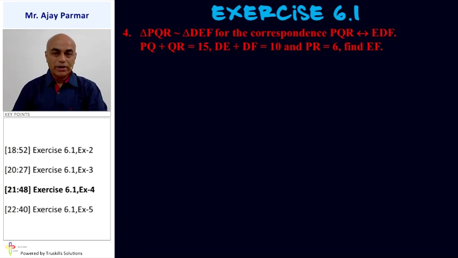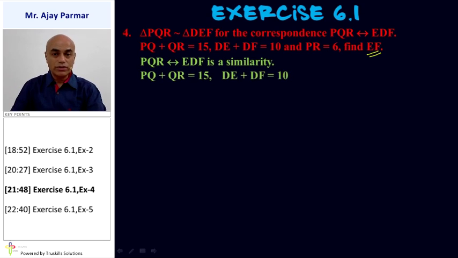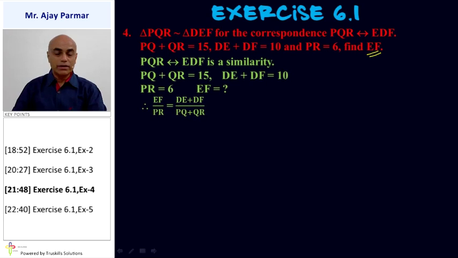Triangle PQR is similar to triangle DEF for the correspondence PQR to EDF. PQ plus QR and DE plus DF are given to be 15 and 10. PR is 6, EF we want to find out. Because the correspondence is a similarity and we want to find out EF, we shall start writing down the ratio: EF upon PR is equal to DE plus DF upon PQ plus QR.